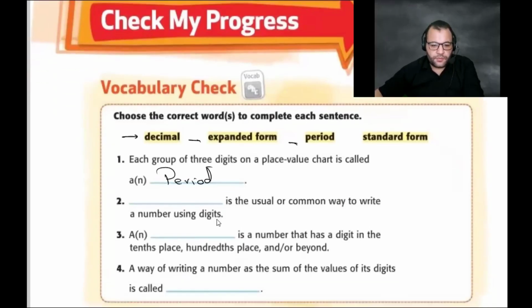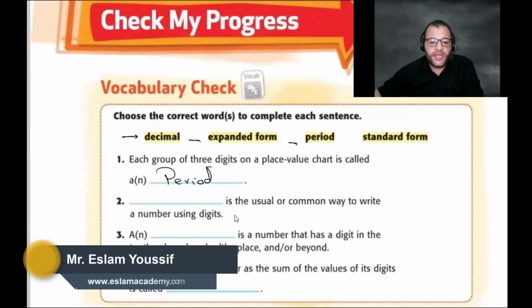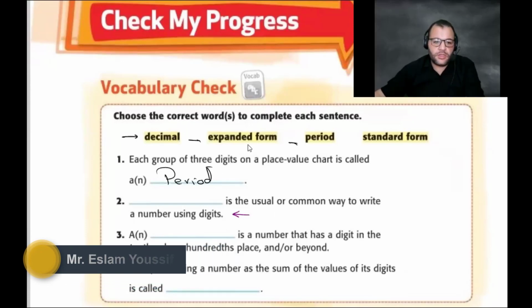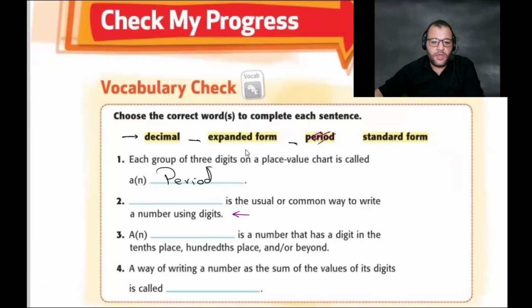Number 2 is the usual or common way to write the number in digits. If we want to write the number in digits, what is that called? Now we finished the period. Is it called decimal, or expanded form, or standard form? Standard form.